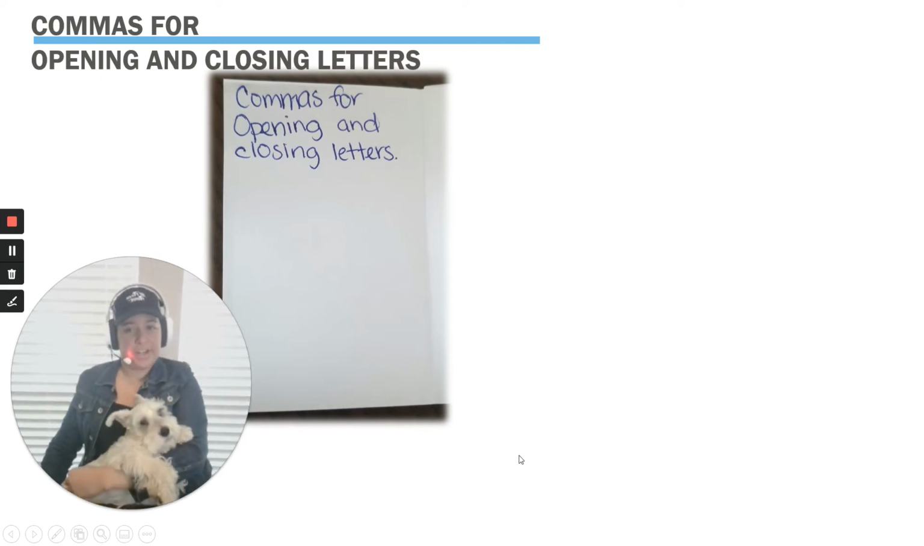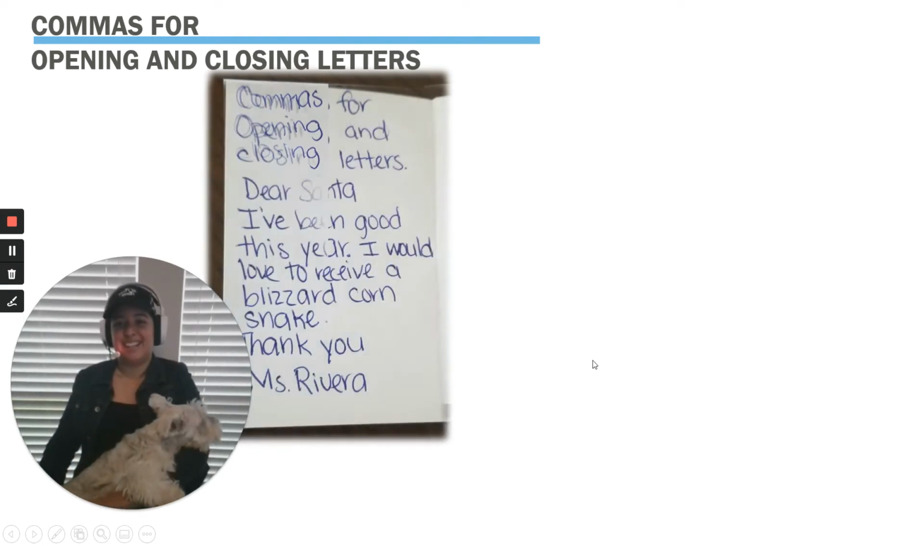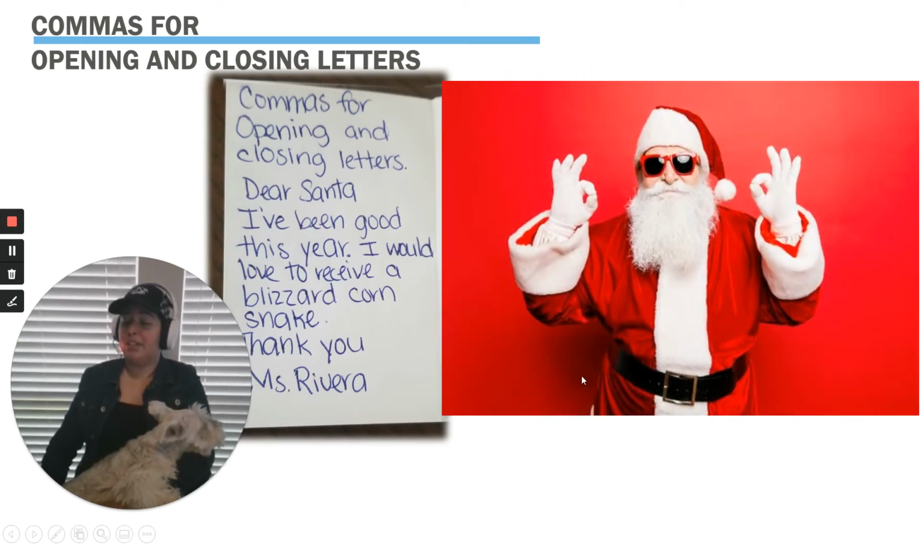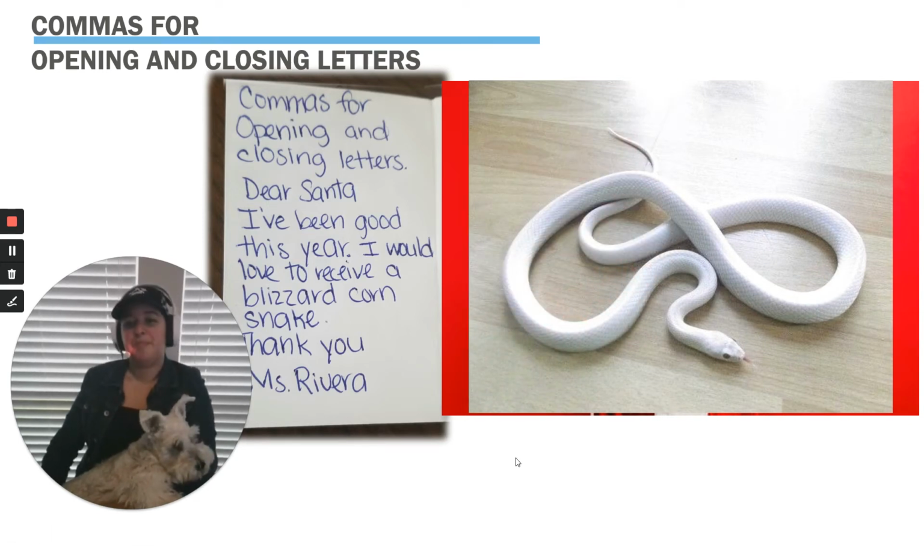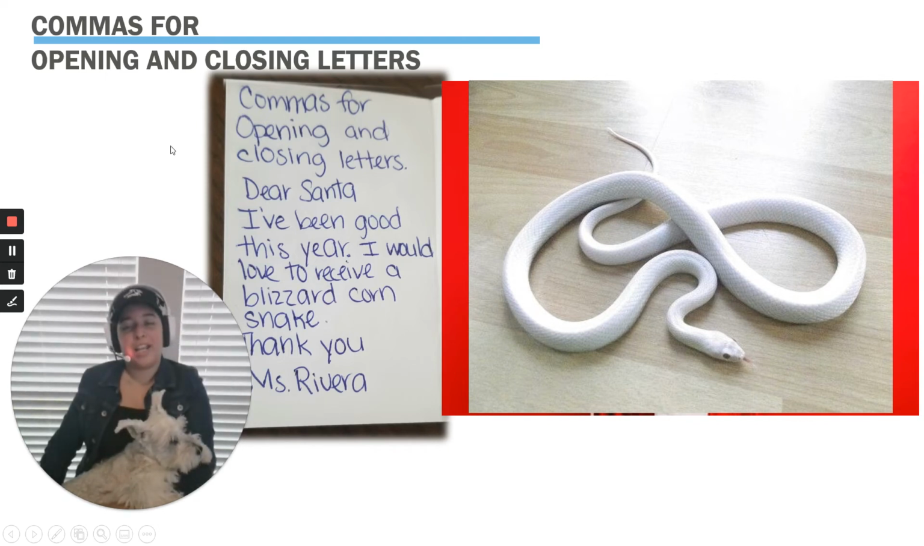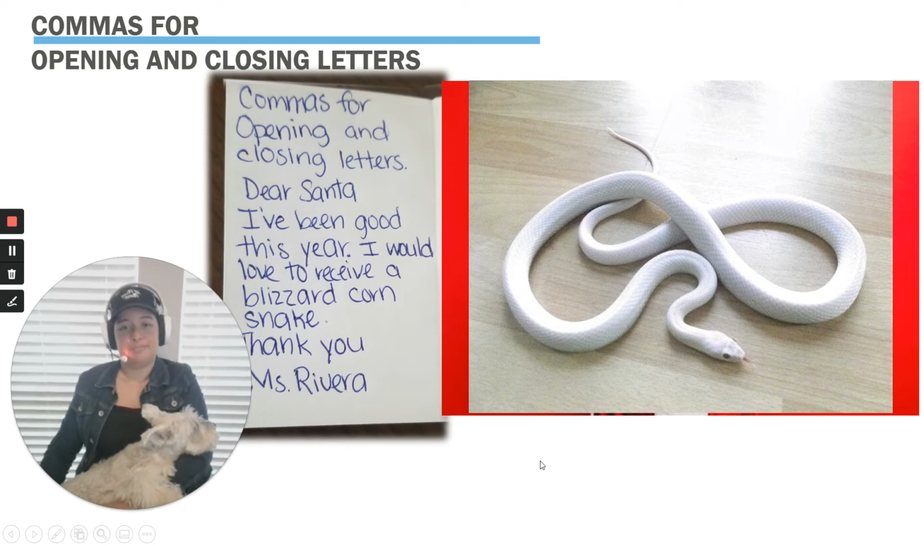And now I'm about to share the mini letter that I wrote to Santa. Dear Santa, I have been good this year. I would love to receive a blizzard corn snake. Thank you, Miss Rivera. Now, we're going to need two commas according to the rule that we just learned. One in the opening and one at the closing of the letter. So the opening would be right here. Dear Santa, that's the person this letter goes to. My comma will need to come right here after Santa for the opening, and then right here after thank you for the closing of it. So take a look at that.